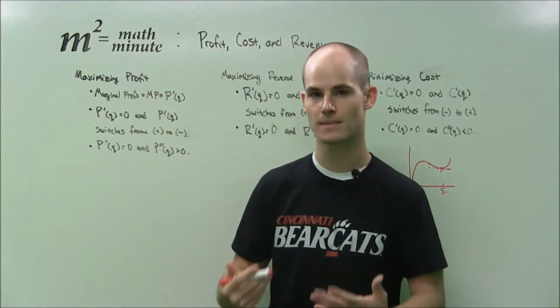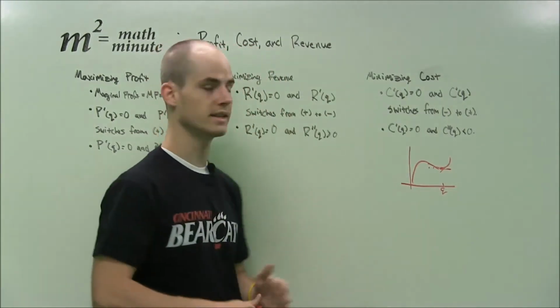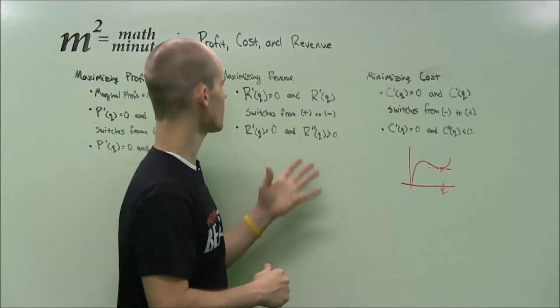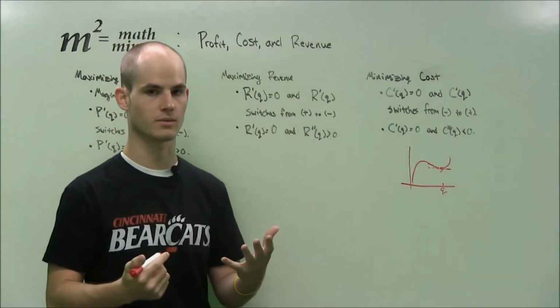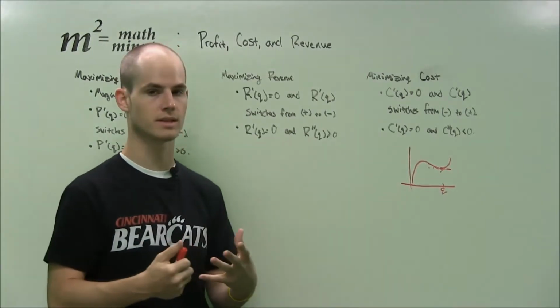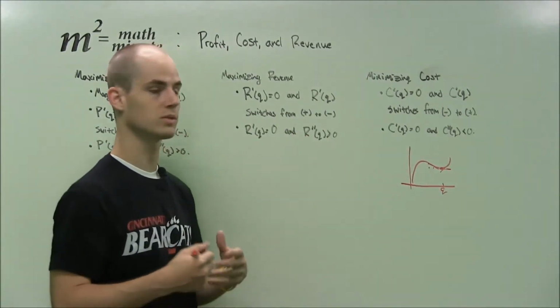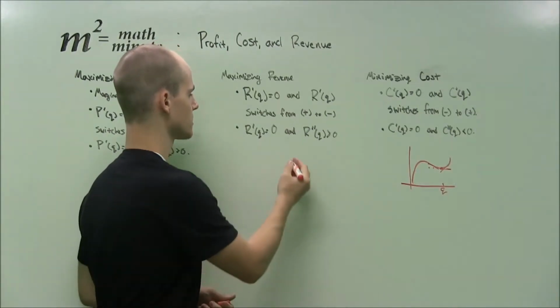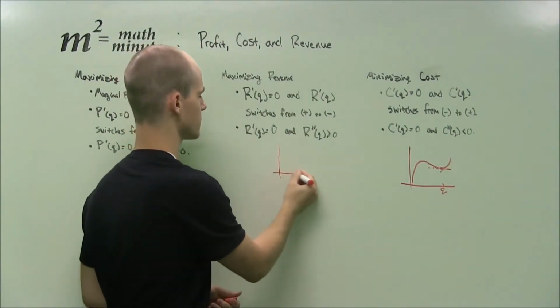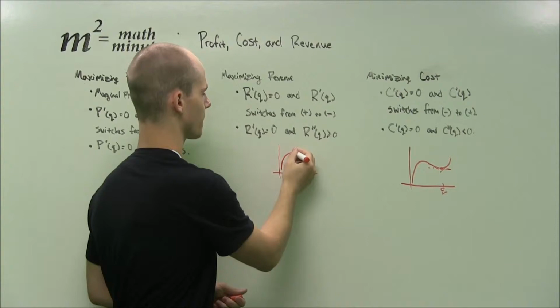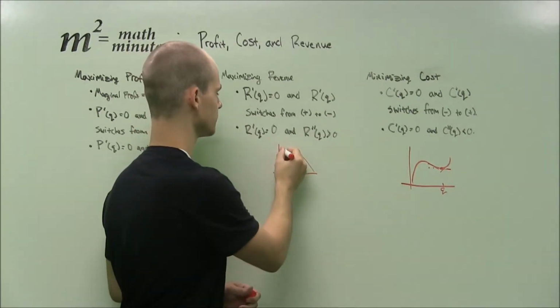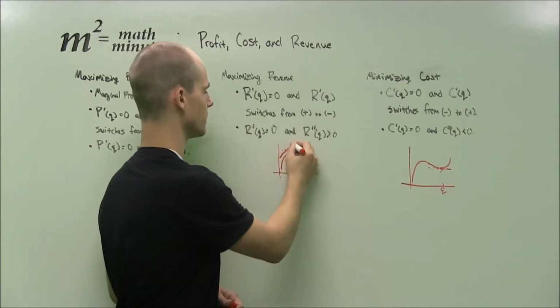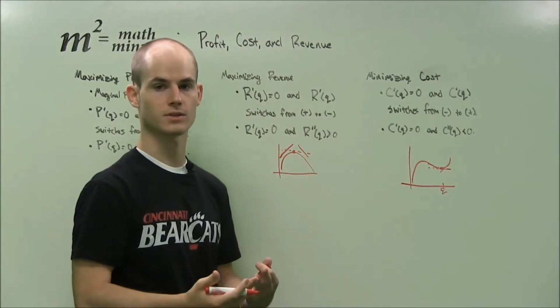So now let's talk about maximizing revenue. And it's going to be the exact same idea. So if we maximize revenue, once again we're going to have our r prime of q equals 0, and we can say that the derivative will switch from plus to minus. So this example would be like this. The derivative there is 0, and we're switching from plus to minus. That's the first derivative test.